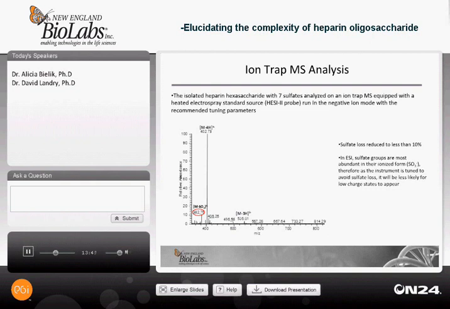It's also good to note that in ESI, sulfate groups are most abundant in their ionized form. Therefore, as the instrument is tuned to avoid sulfate loss, it will be less likely for the low charge states to appear, which is one of the major reasons you see primarily the 4- ion and the 3- ion with the absence of the 2- and the 1- ions. It can also be shown, if you look at prior to tuning, that you had over 50% sulfate loss as compared to after tuning when you've reduced to less than 10%.